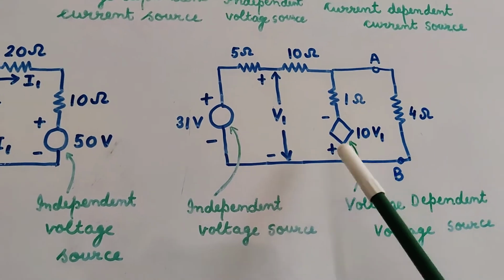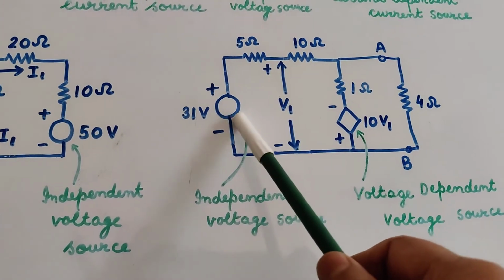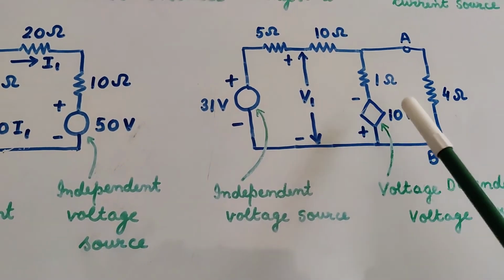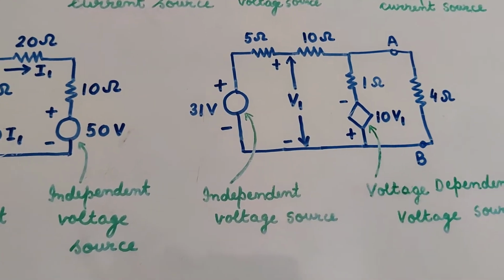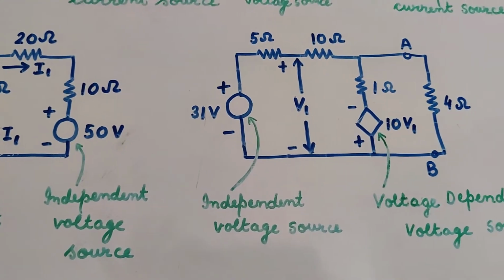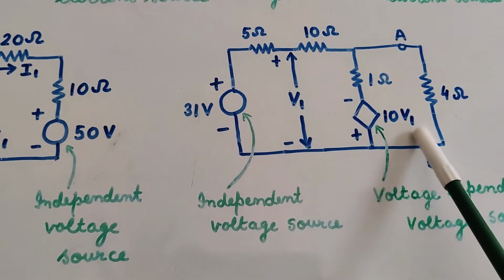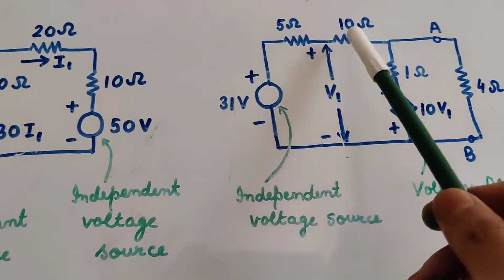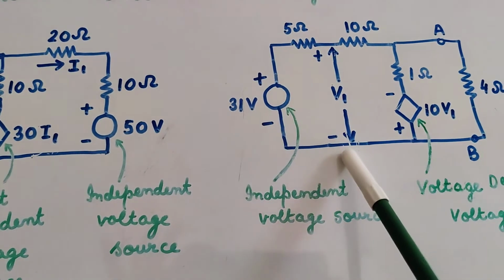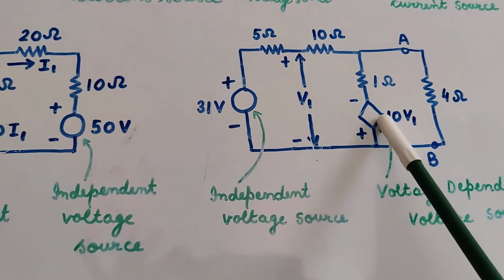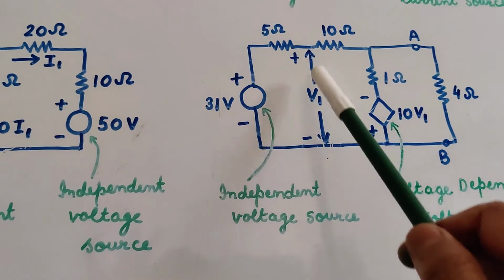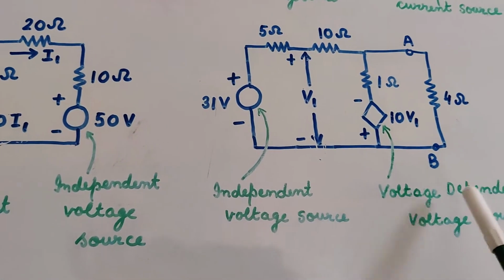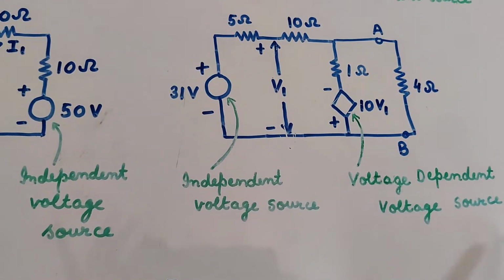From this circuit we find that this one is the independent voltage source and this is the dependent voltage source, and the value of this voltage source is 10 times V1, where V1 is the voltage across this terminal. So the value of this voltage source will always depend on the voltage across this terminal. So this is a voltage dependent voltage source.